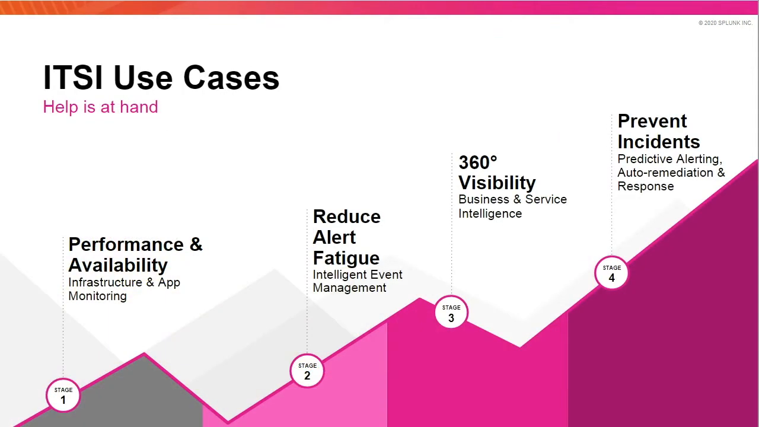So quick fire recap here. Performance and availability through the use of infrastructure and application monitoring. You want to reduce your alert fatigue using intelligent event management. You want that 360 service visibility with joined up business and IT service intelligence across the stack. And you want to prevent those incidents by predictive alerting and auto remediation.